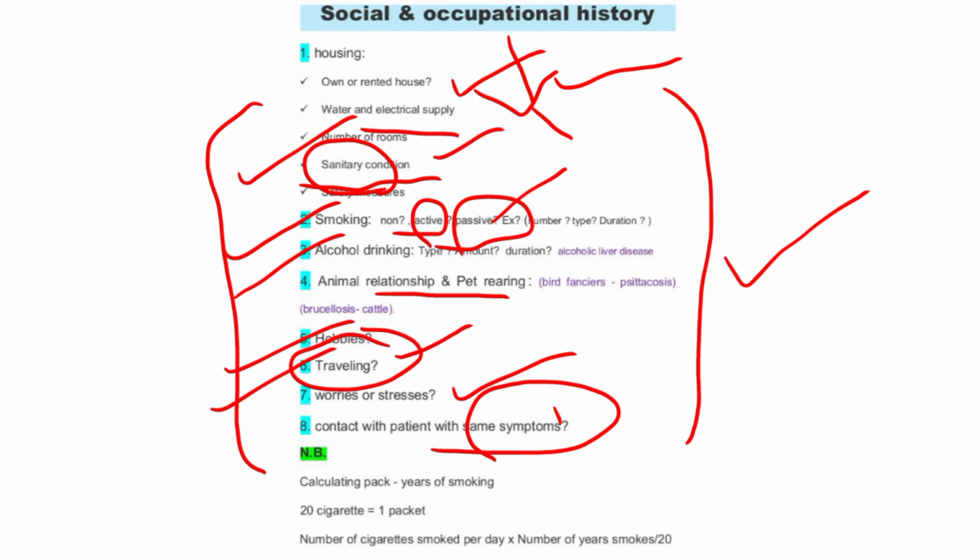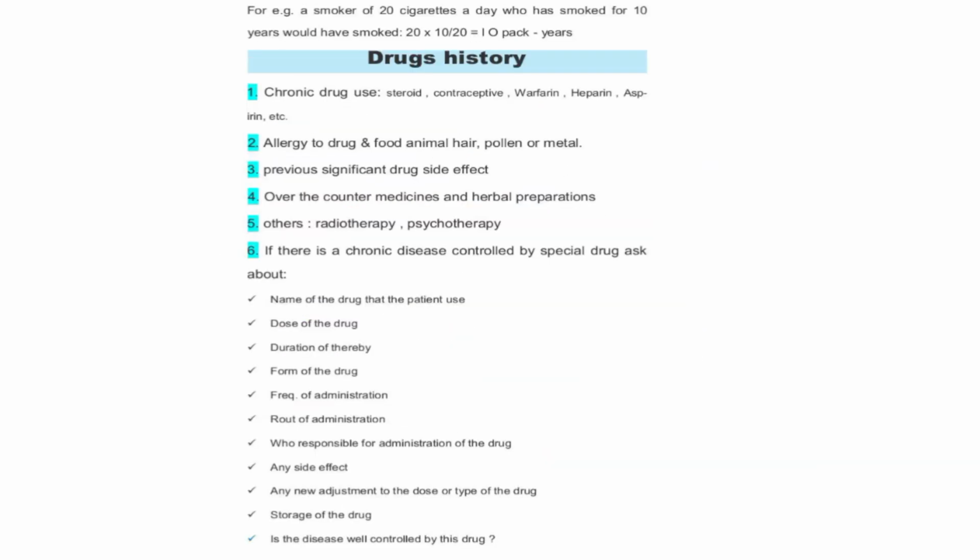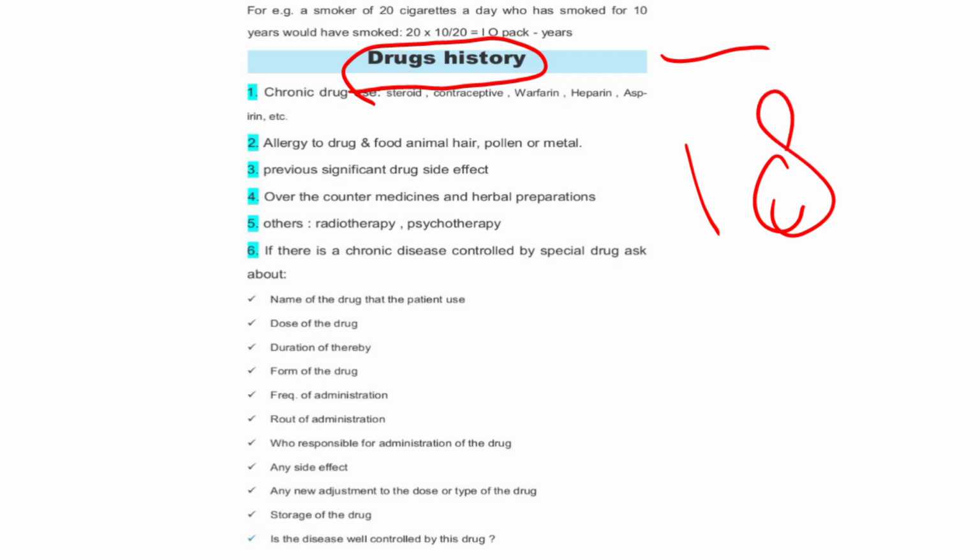Calculating pack year, if patient is smoking, you can ask the cigarette or smoking history, you can ask the number of cigarettes he used per day. And last we have a drug history. In the drug history, you can ask for the chronic use of a drug like steroids, contraceptives, warfarin, heparin. These are the blood thinning agents, aspirin for any kind of fever or pain condition.